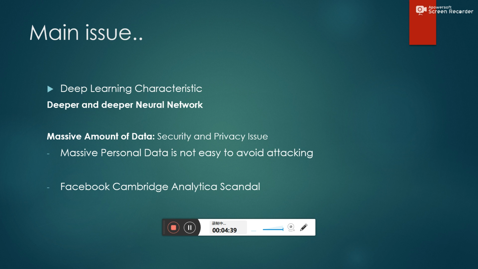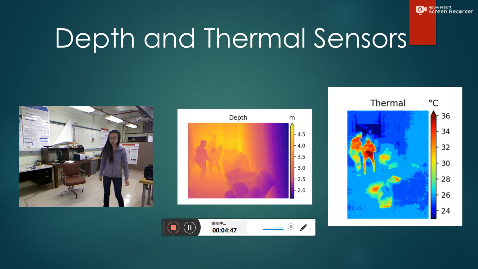Therefore, it's very important that massive amount of data should be properly controlled. For action recognition task, privacy issues has also raised. For example, in the left-hand side picture, we can clearly see this person's personal information such as facial information and dressing. Therefore, its privacy problem has also raised.